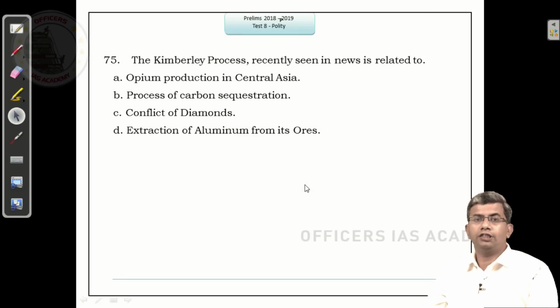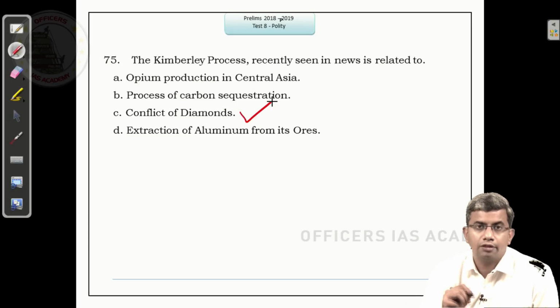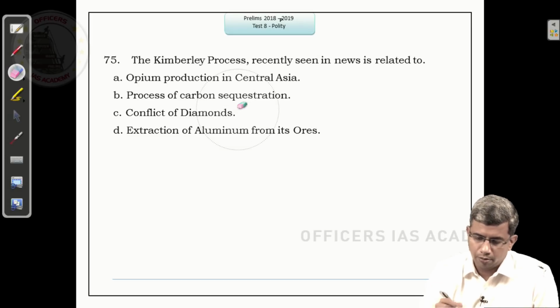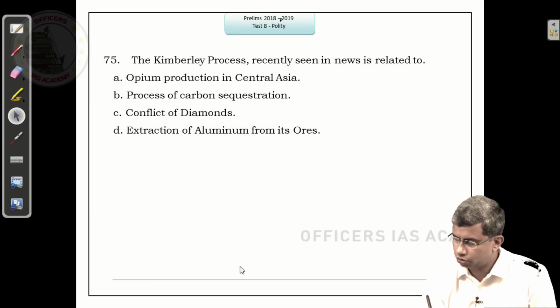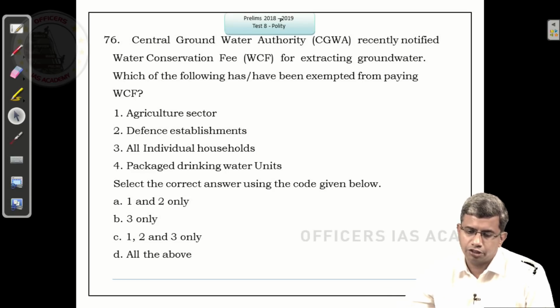The Kimberley Process, recently seen in the news, is related to conflict diamonds, right? So we should be aware of the Kimberley Process, which is about conflict diamonds. So the correct answer is 75C.